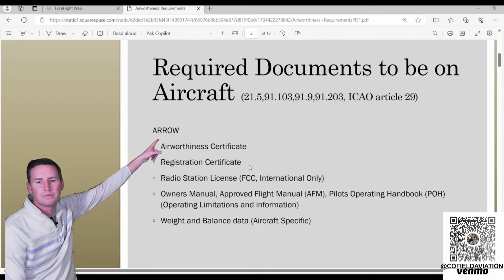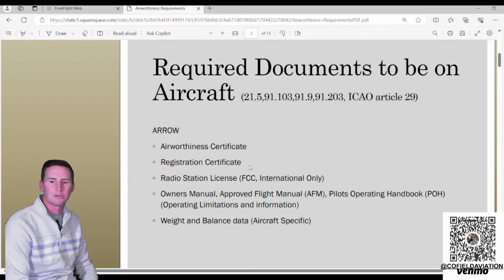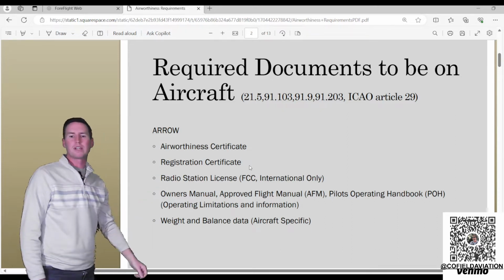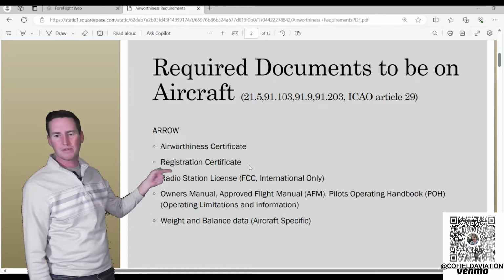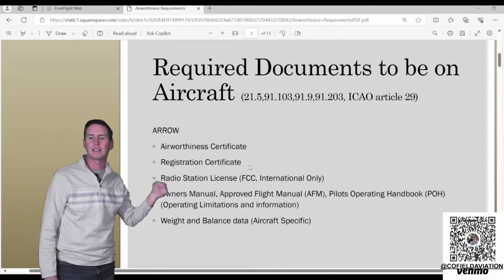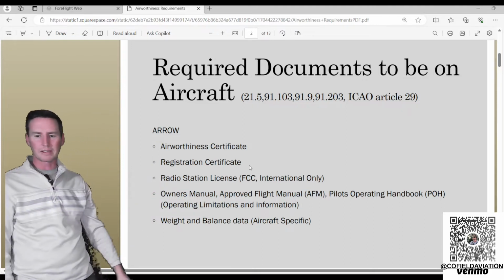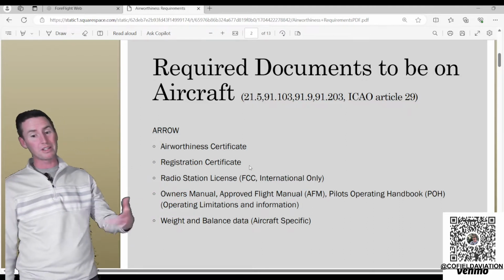AERO is the way that we can remember this with the acronym. A stands for the airworthiness certificate. R stands for the registration certificate. The other R is a radio station license. So this radio station license, though, that is FCC only. I'm sorry, that's international only.